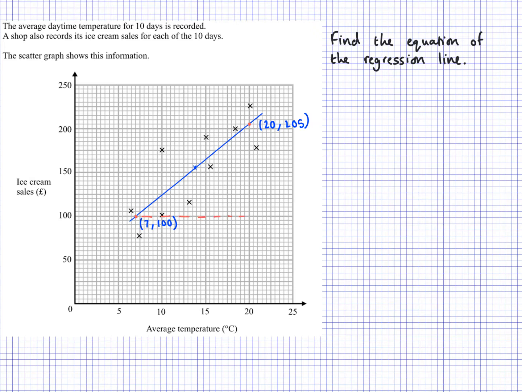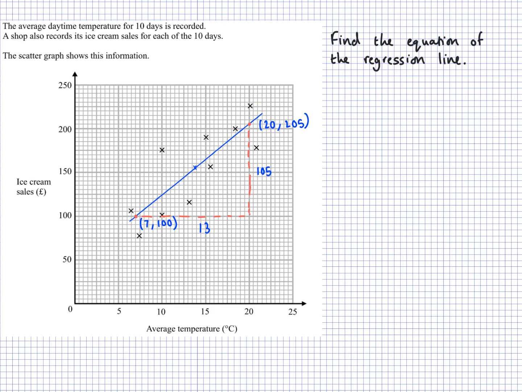So if I go across like that and go down, I'm looking for the difference in y value. 205 to 100, that's 105. So 205 take away 100 is 105. So that's 105 here. And the difference in x value is from 7 to 20. So 20 take away 7 is 13. So this is 13. So we've gone 13 jumps forward and 105 going up.